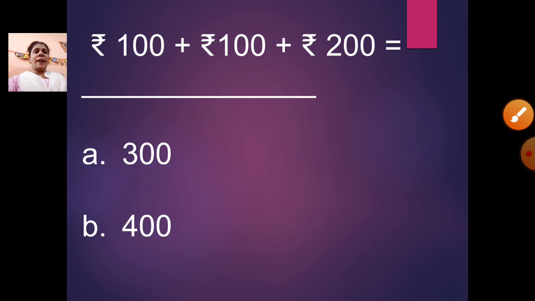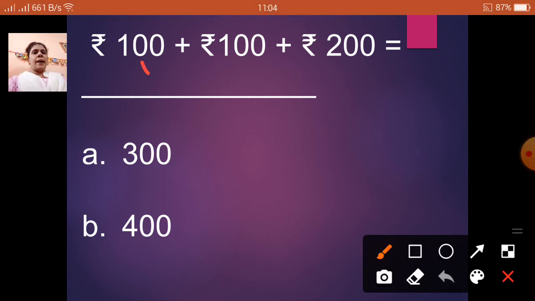Now rupees 100 plus rupees 100 plus rupees 200 is equal to dash. 100 rupee note plus one more 100 rupee note plus one 200. How much, children? Let us calculate and see. 100 plus 100 will be 200. Correct. And 200 plus 200 will be option A 300 or option B 400? Option B 400. Why? Because 200 rupee note will make 200, plus if we add one more 200 rupee note to that, it will make the total amount 400.